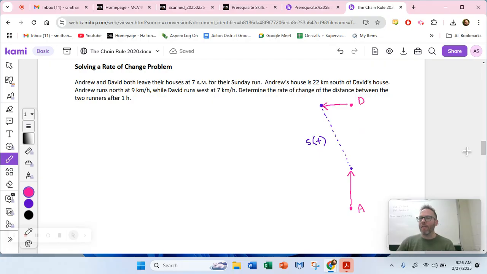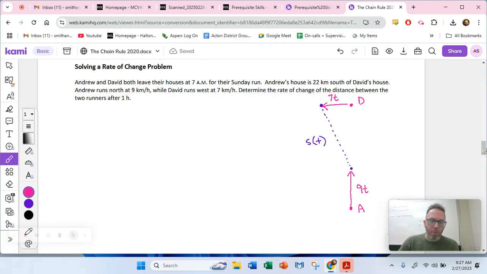If David runs at 7 kilometers per hour, would you guys agree that an expression for how far he's run would just be 7 times t? Like 1 hour, 7 kilometers, 2 hours, 14 kilometers. You guys okay with that? That's just distance equals speed times time. And in the same way, we can do that for Andrew. He just runs at 9 kilometers per hour. So 9t would be an expression for how far he's run from his house.